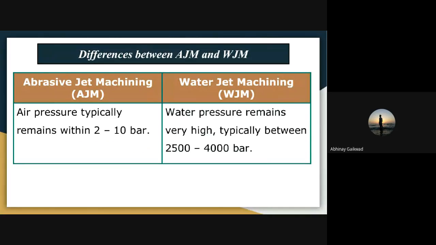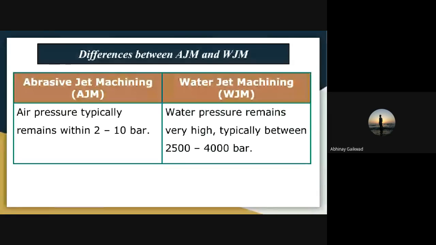Okay, but in case of water jet machining, water pressure remains very high, typically in between 2500 to 4000 bar. Now again here I will clarify that this statistic, 2 to 10 bar or 2500 to 4000 bar, varies depending upon the workpiece as well as your machining action. For every research paper you will get this different. This is not ideal, but near about this.